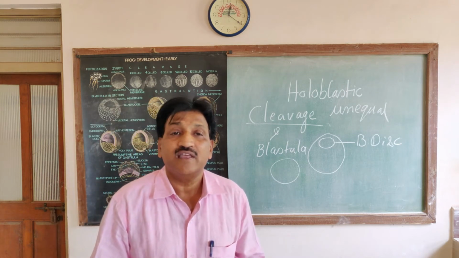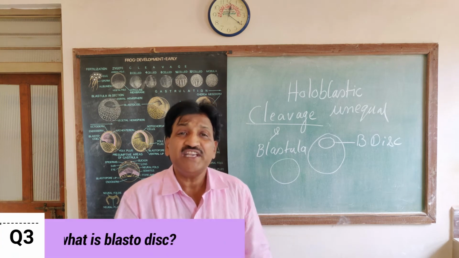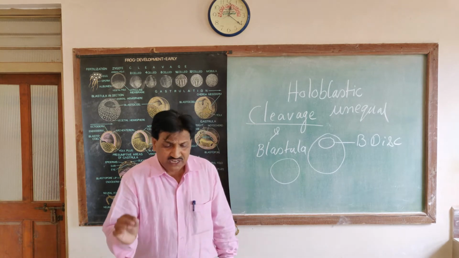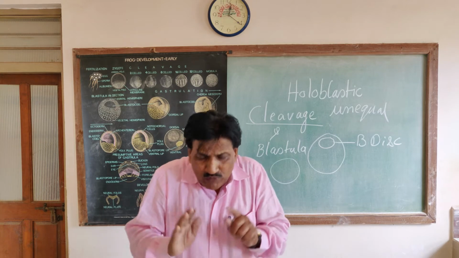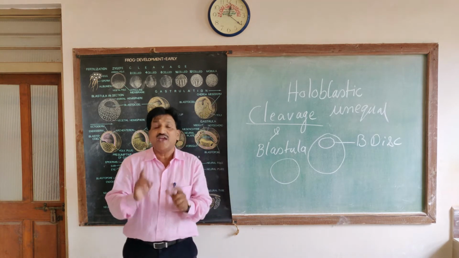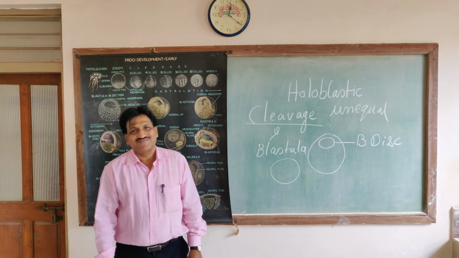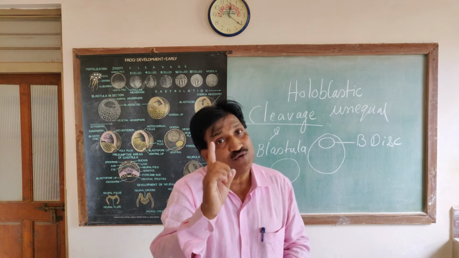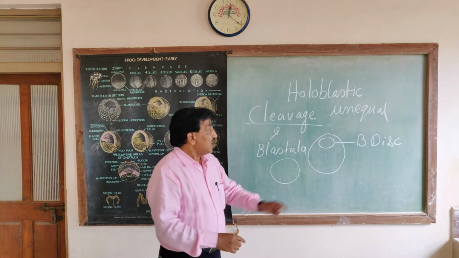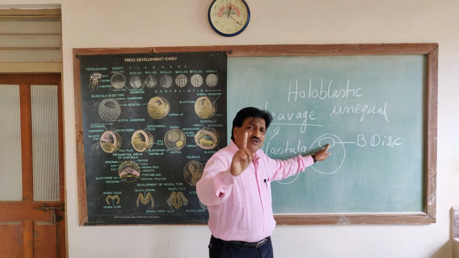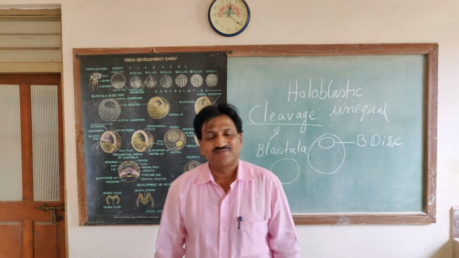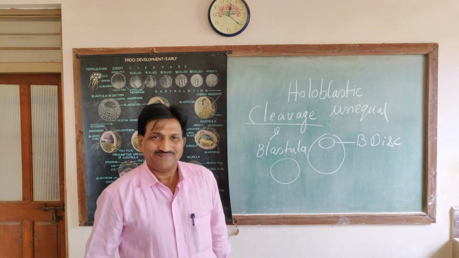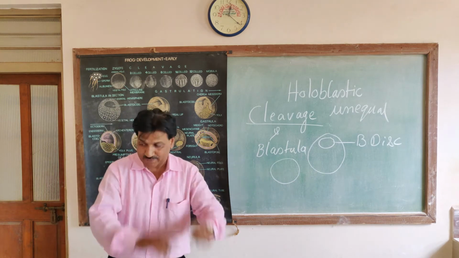My dear friends, they may ask a 2 marks question: what is blastodisc? Whatever amount of cytoplasm is present in the ooplasm, the cytoplasm present in the form of a disc-like structure having a nucleus is called the blastodisc. And this blastodisc alone undergoes development. This blastodisc alone develops into the embryo. Okay, this was the pattern of the types.